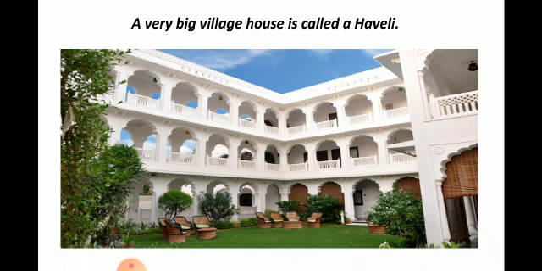A very big village house is called a haveli. Haveli means, children, a very big house having a number of rooms and a very large beautiful lawn, kitchen, garden, everything will be there. That house is called a haveli. Generally we find these havelis only in villages, children. I think some of your grandparents have lived in this type of house. Once you check with your grandparents, children.